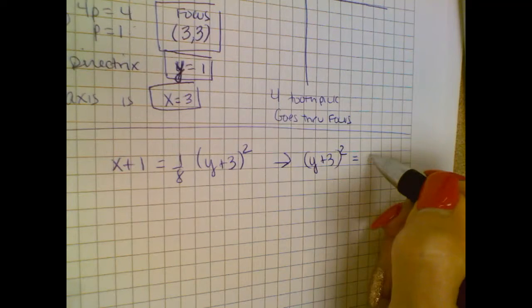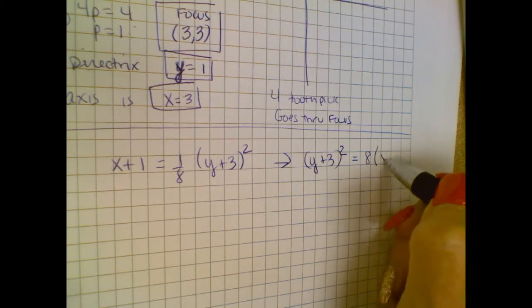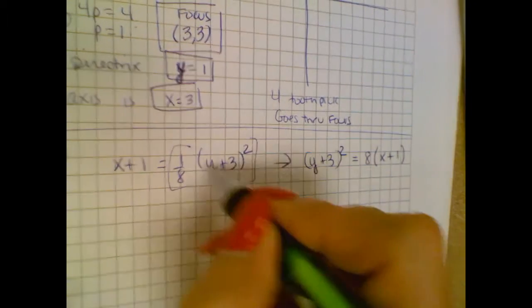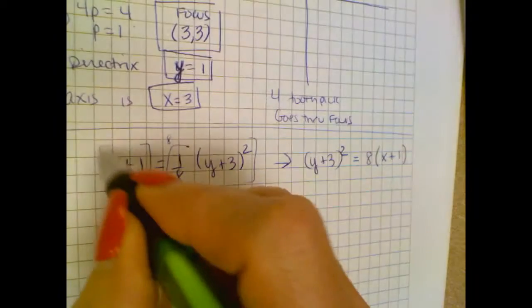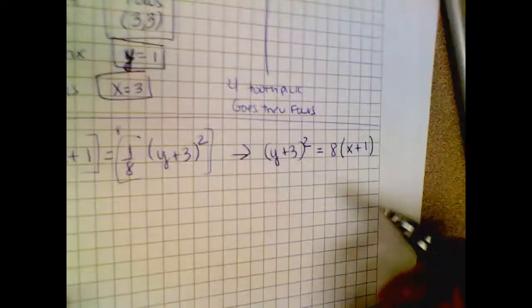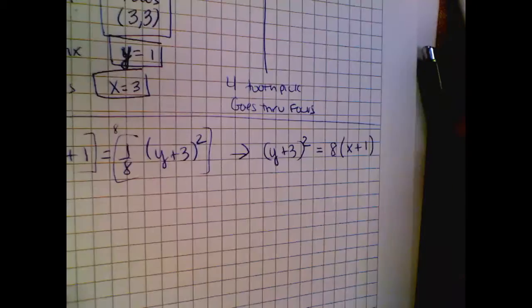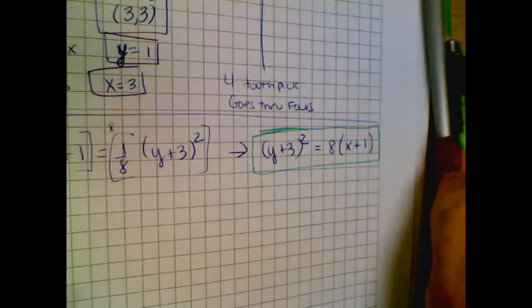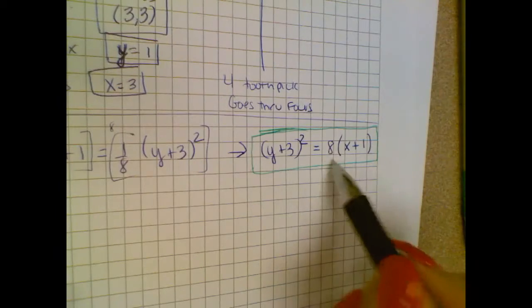And I'm going to multiply 8 to the other side and write 8(x plus 1). So basically, we're going to multiply an 8 to this side and an 8 to this side. And this is what we're going to get. So I'm going to put this in green. Okay, this is how I like it, right? This is how I like to look at it.